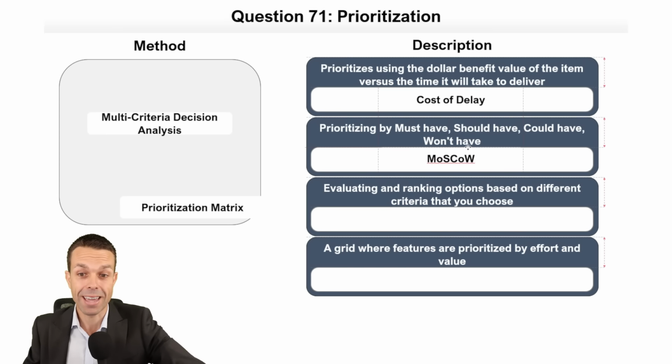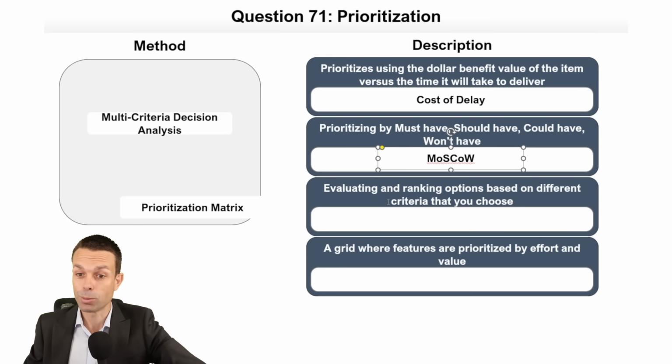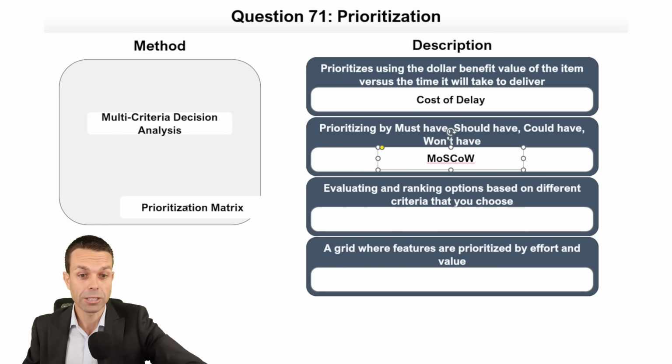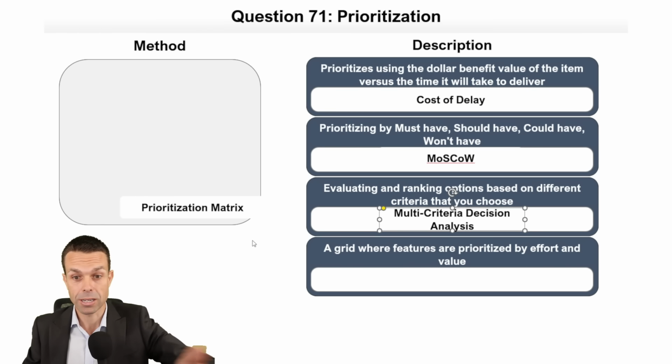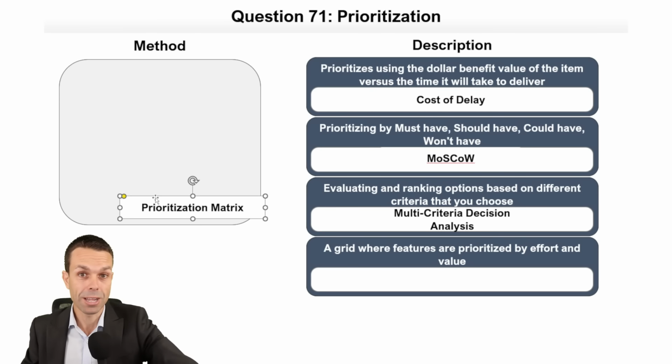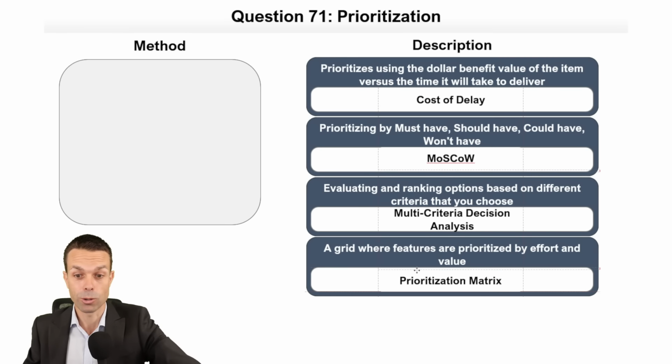Prioritizing by must have, should have, could have, and will not have. That's our MoSCoW way of prioritizing. And evaluating and ranking options based on different criteria that we choose. That's our multi-criteria decision analysis. And multi-criteria, this is such a great way. If you've got a really complex project or lots of complex criteria, this is a fantastic way to prioritize. Find yourself a good template for that one. I have some templates for this as well, but that's a really good way to do it.